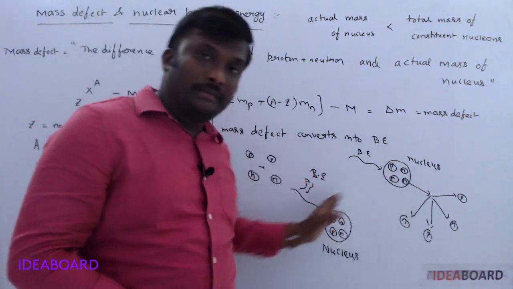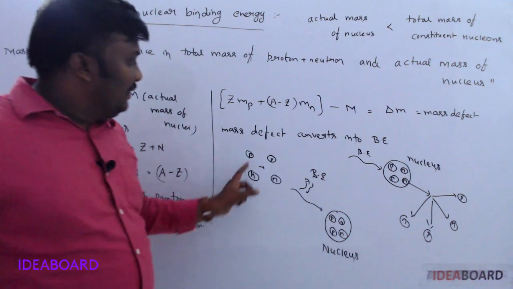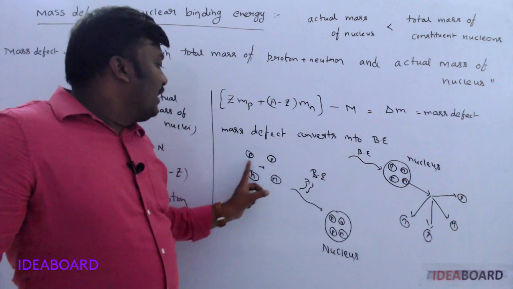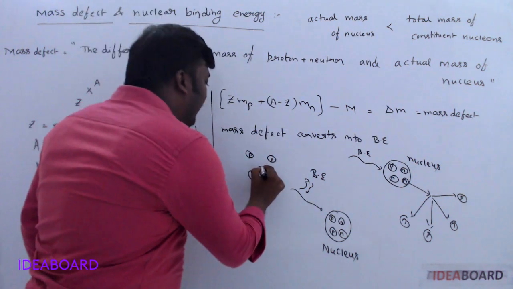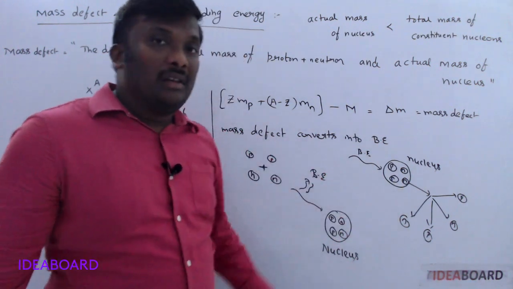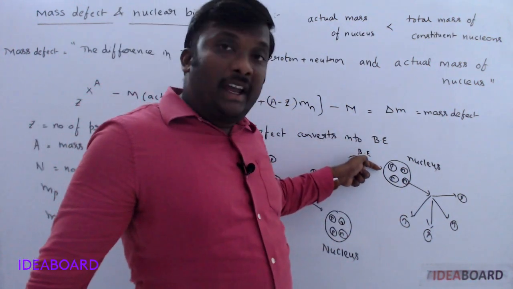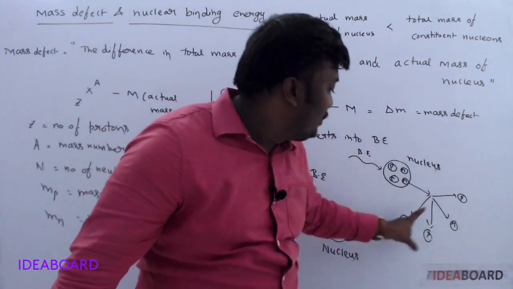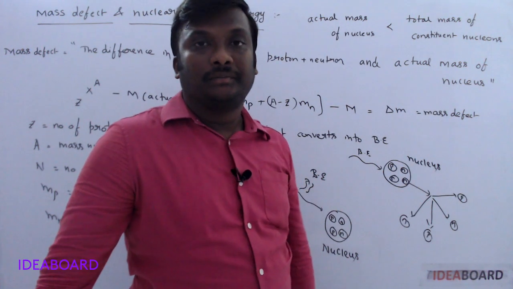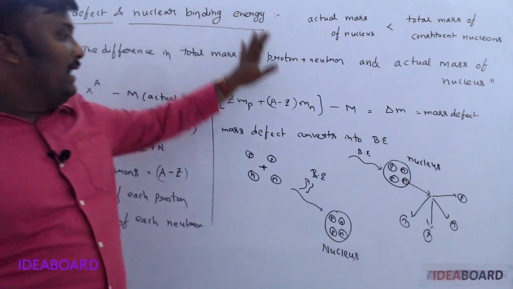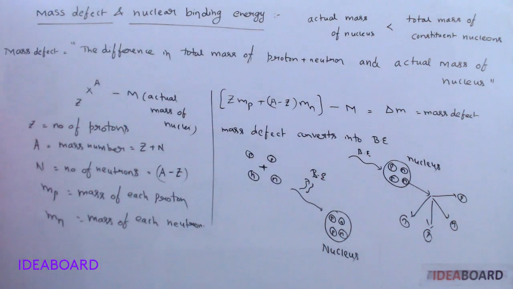Two definitions. According to this one, the energy released when protons and neutrons are combined to form a stable nucleus. For this one, the minimum energy required to split the nucleus into constituent nucleons. So this is about mass defect and binding energy. Copy it.